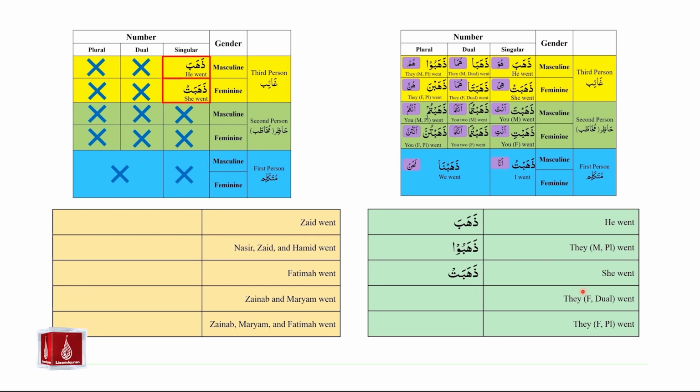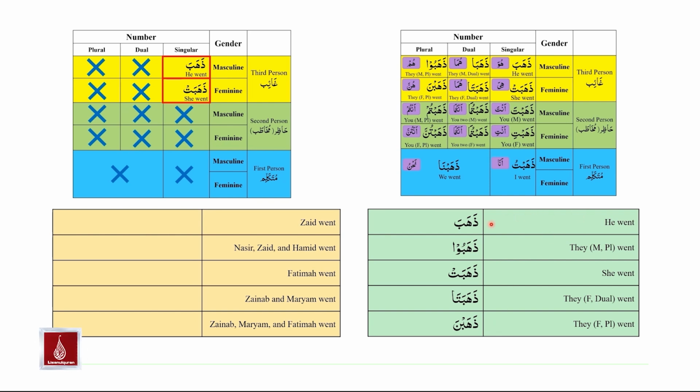For they went, for feminine and dual, we have the corresponding marfu personal pronoun huma and we will therefore pick Zahabata. They went for feminine and plural. Now we need to move further in the table. We will pick feminine and plural for the third person. The personal pronoun that we need to pick is hunna, and for hunna we will use zahabna.